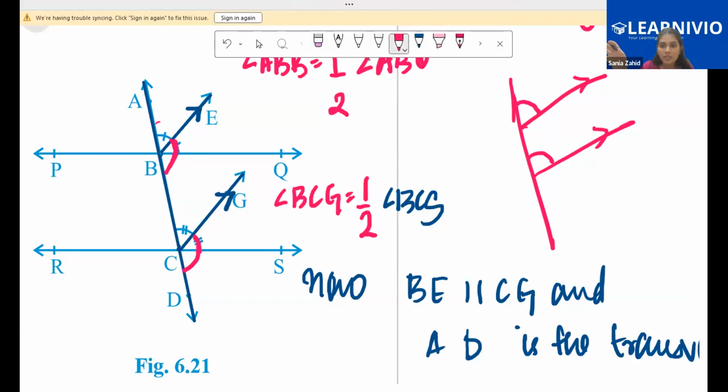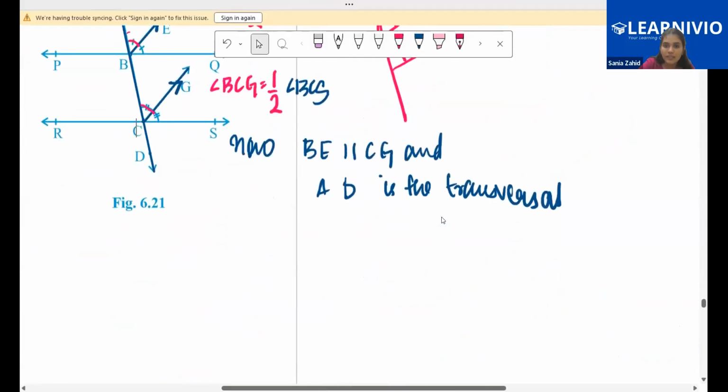Clear what I am trying to explain to you? Is everybody understanding? Yes, ma'am. So now we have this with us that angle ABE is equal to angle BCG. Why? Because they're corresponding angles. So we'll write this line now after it.